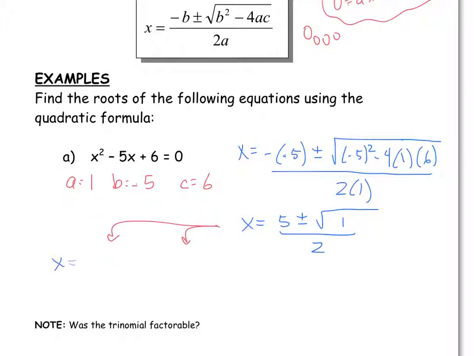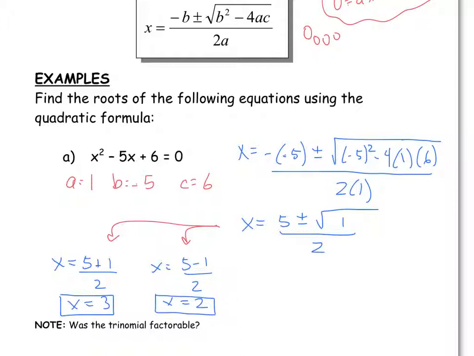You have x equals 5 plus the square root of 1, which is obviously just 1, so 5 plus 1 over 2. And you also have 5 minus the square root of 1, which is 1, over 2. So here come the two solutions, very much like what you had when you solved quadratics before. Here you have 6 over 2, which is 3, and here you have 4 over 2, which is 2. And here are the two solutions to this problem.